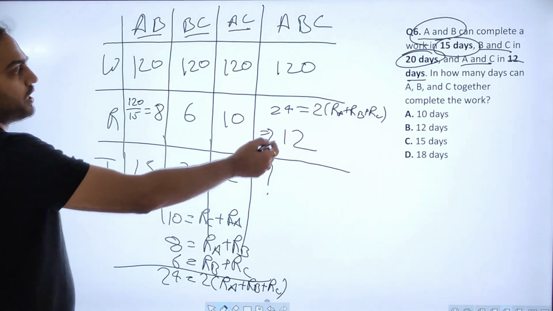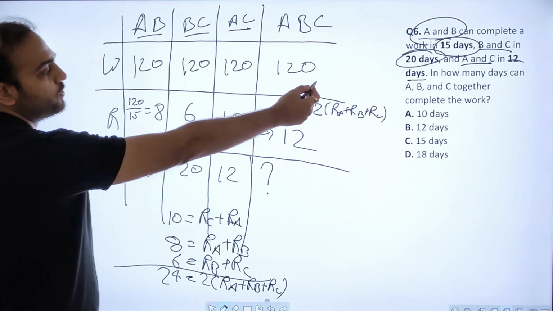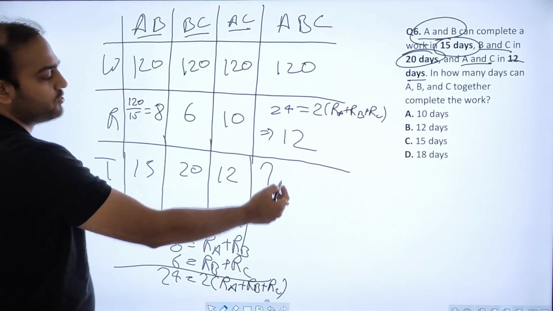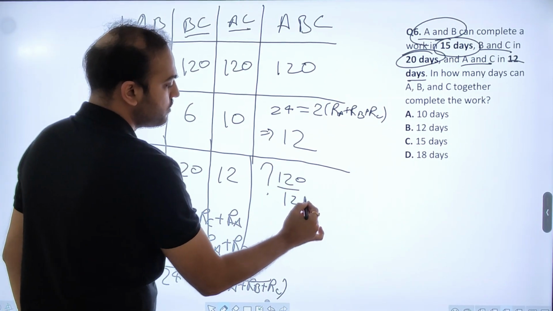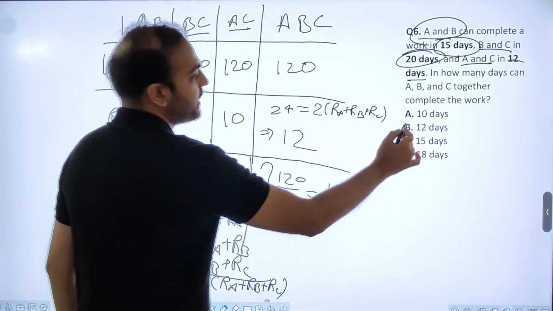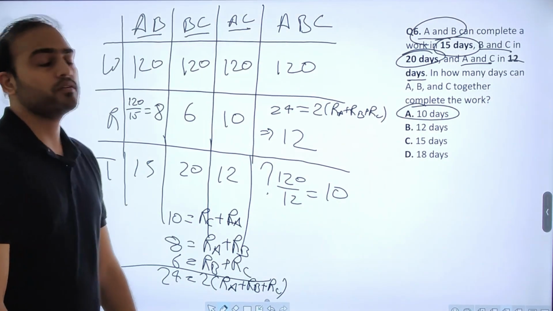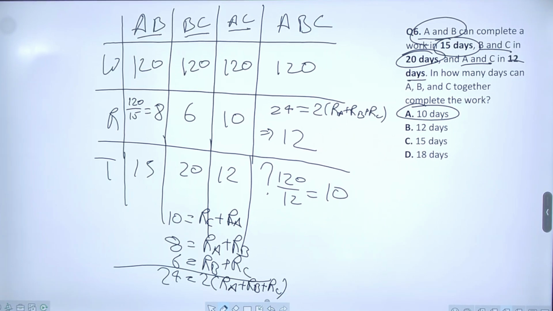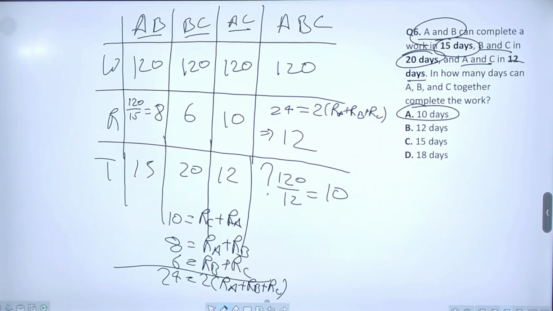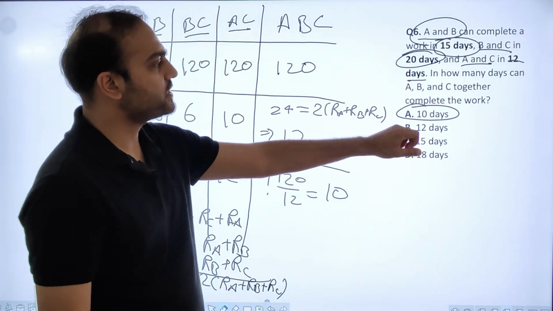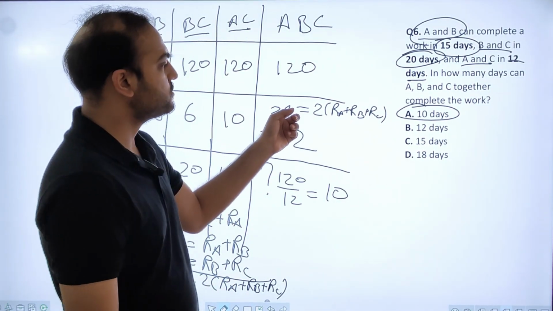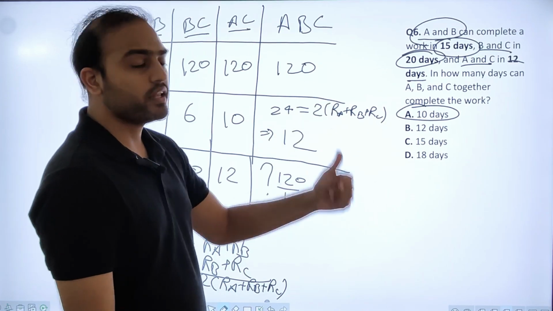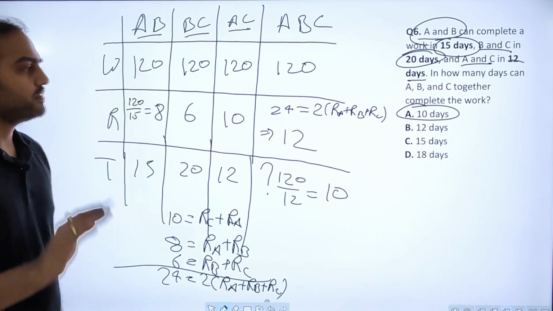Now, final step, we know work is 120. Rate is 12, time taken 120 by 12, 10 days. So A, B and C will finish the work in 10 days. Okay, I think we should have given one option as 5 days, so that people who just do 24 and become happy, they might get 5 days, right?